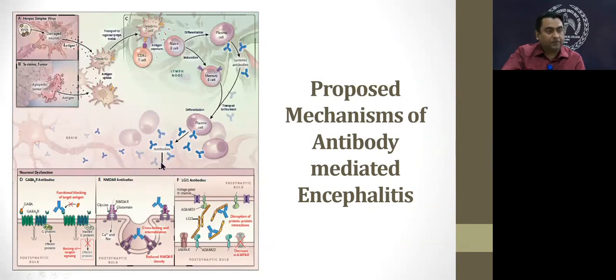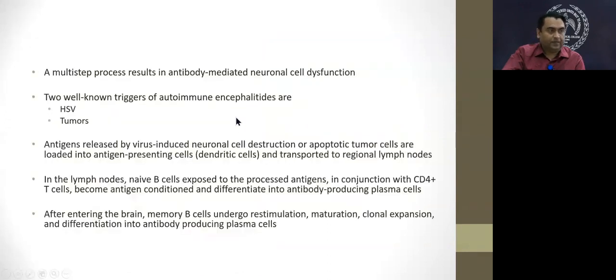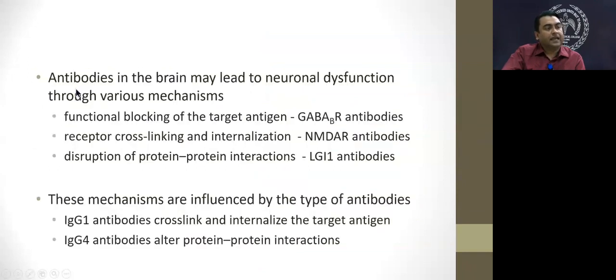What happens after that, once the antibodies are present, is specific to the disease that we'll be discussing in a while. This is what I just discussed in the picture itself. And like I said, depending on which antibody or which illness is involved, there are various mechanisms for the neuronal dysfunction to occur. For example, in case of GABA B receptor antibodies, there's a blocking of the antigen.